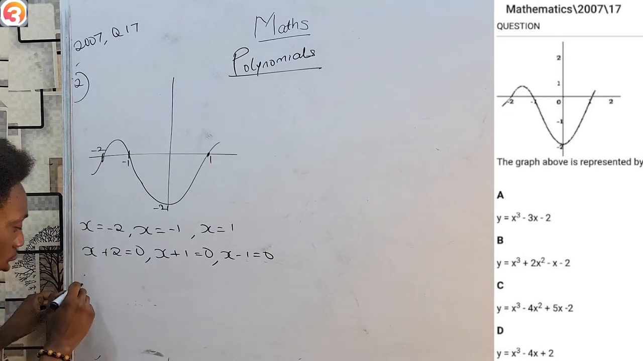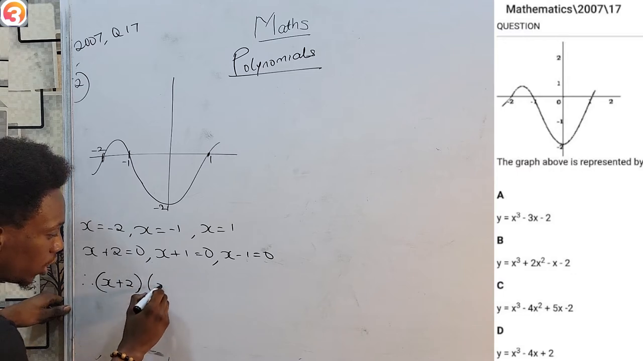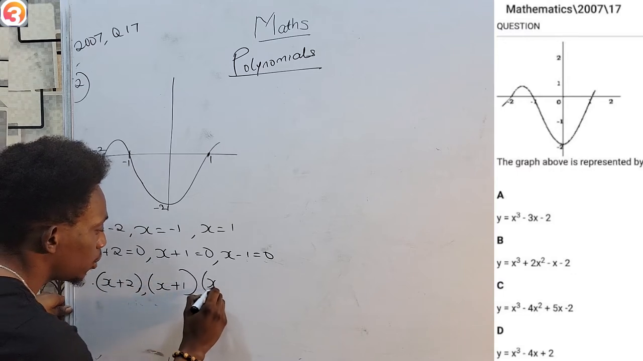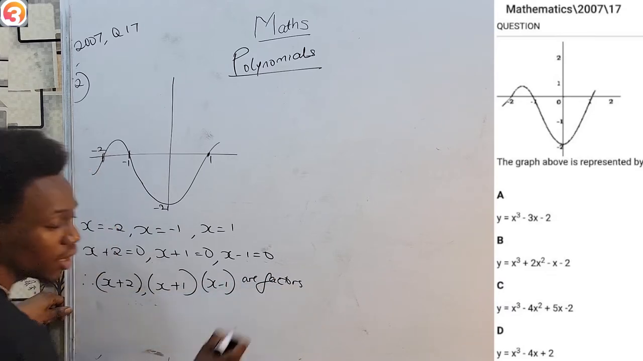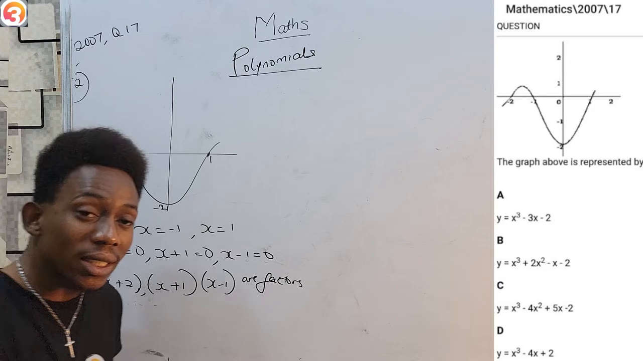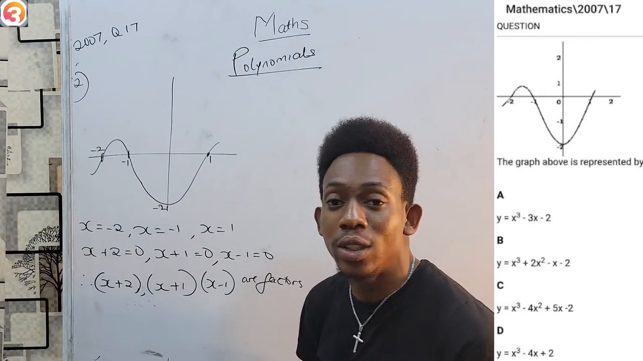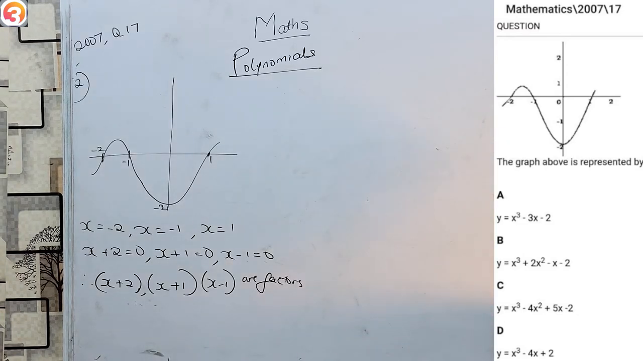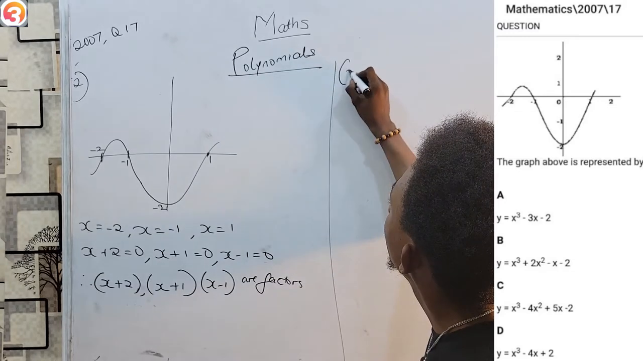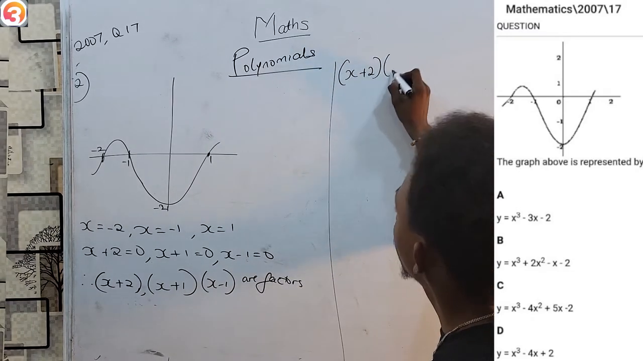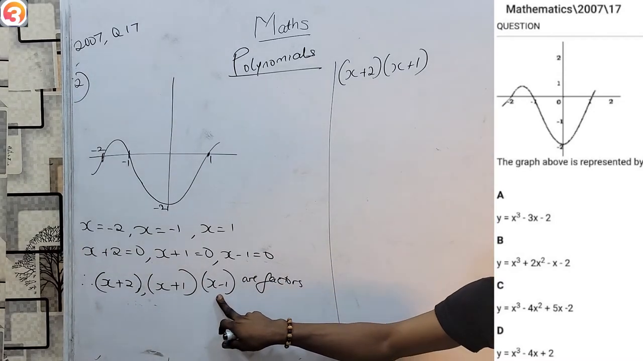Now, therefore, I know that x plus 2, x plus 1, and x minus 1 are factors. Now, as you are aware, factors are numbers that can multiply to give you the number. So if these are all the factors, it means that if I multiply them, I should get my original equation. As a result, let's start with x plus 2 times x plus 1. I'll multiply these two first, then multiply by the last one.